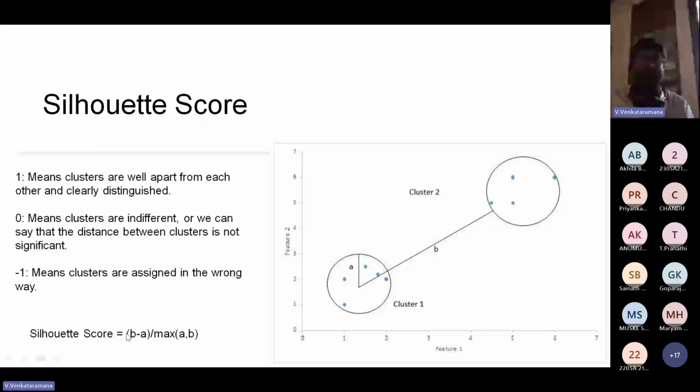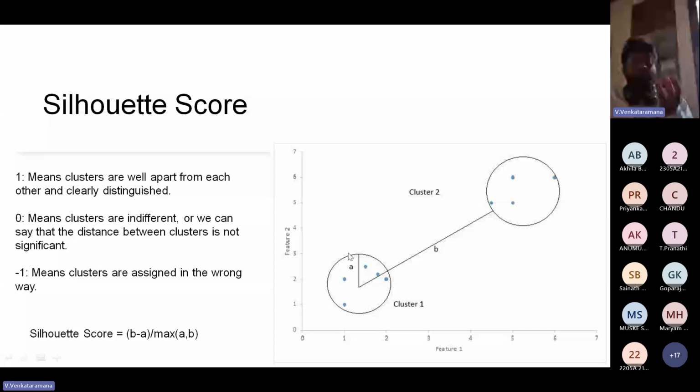If it is 0, it means clusters are indifferent and the distance between the clusters is not significant. -1 means clusters are assigned in the wrong way. So we expect the Silhouette score to be as close to 1 as possible, and then the model is better.